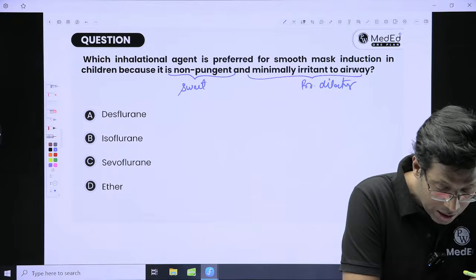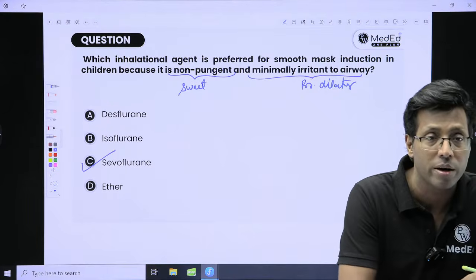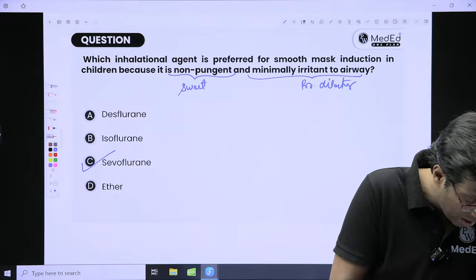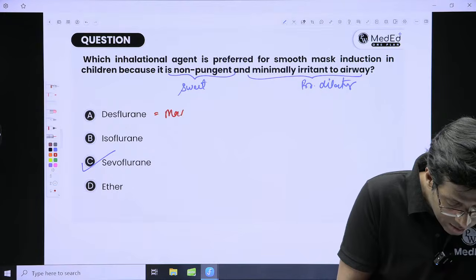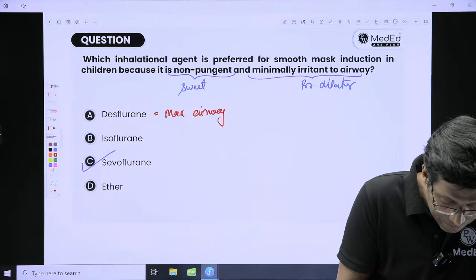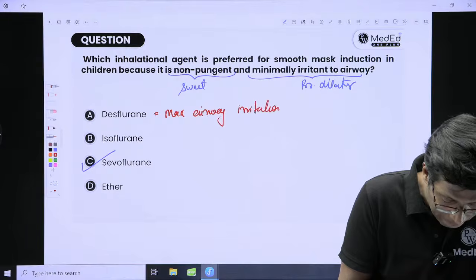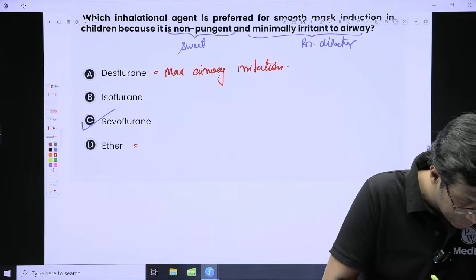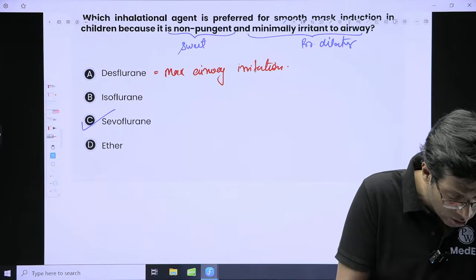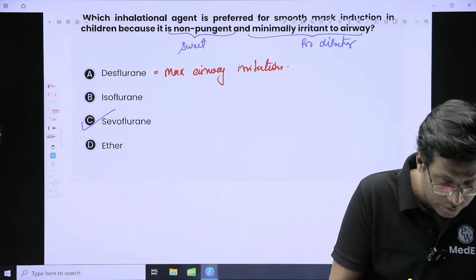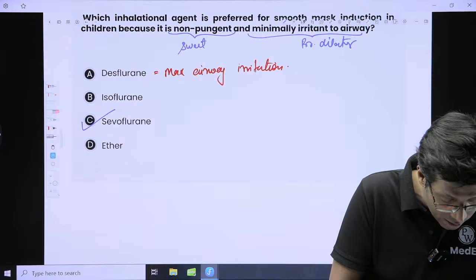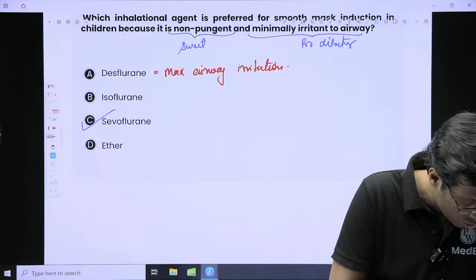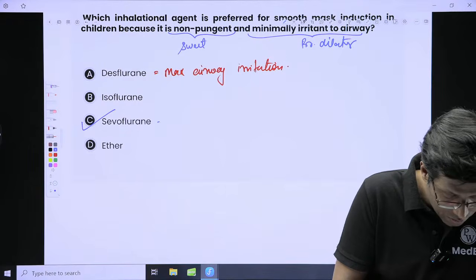Okay, minimal irritant to the airway. The answer is sevoflurane. Correct. Everyone has given me the correct answer. Remember, out of them, desflurane has the maximum airway irritation. Ether also can cause airway irritation. Isoflurane as well, but compared to them, it is less. So sevoflurane is the one which is sweet smelling. It's a good bronchodilator. It's the drug of choice for pediatric patients.